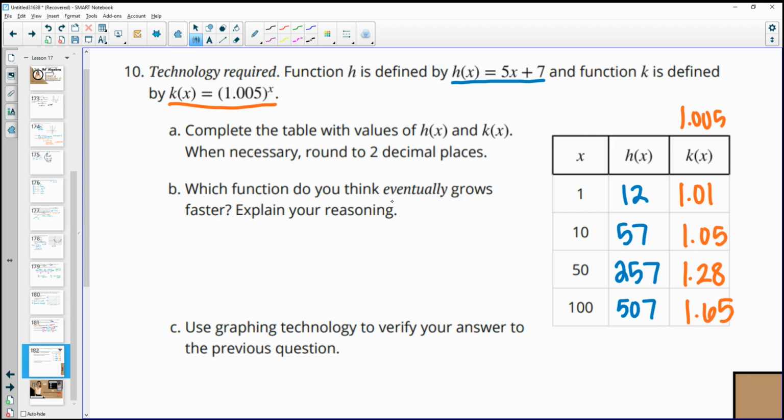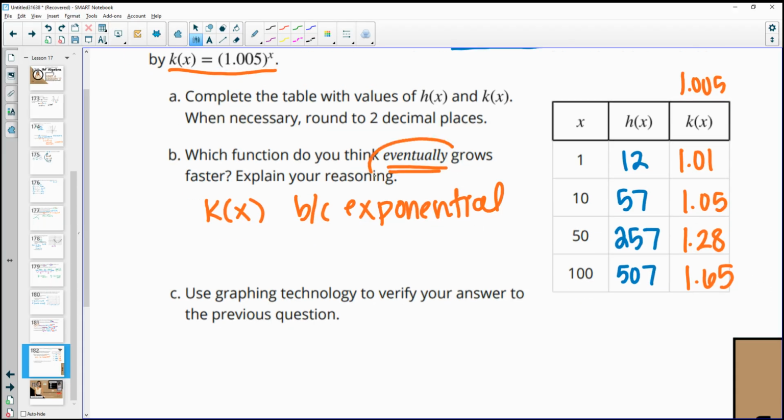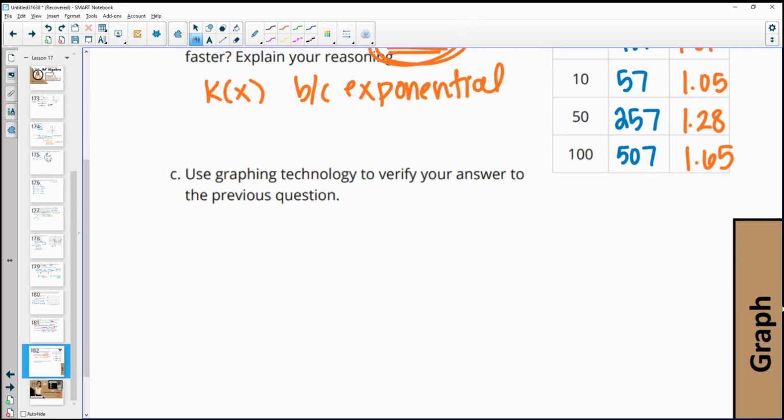So then it says, which function do you think eventually grows faster? And that's going to be k of x because it's exponential growth. So the exponential growth is eventually going to overtake the linear. Now this one has a really, really low growth factor, right? 1.005, and we can see it's growing really slowly. After plugging in 100, it's still very far apart, 500 versus 1.6. So when they say eventually, they mean eventually. This one's going to take a while.